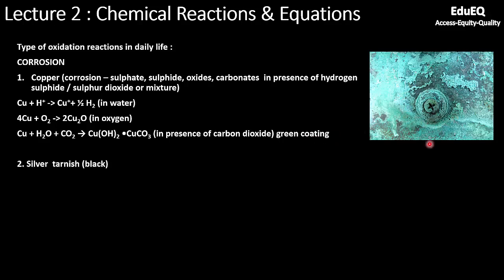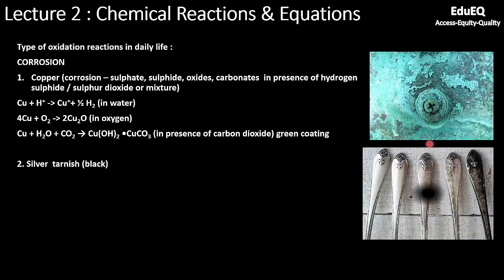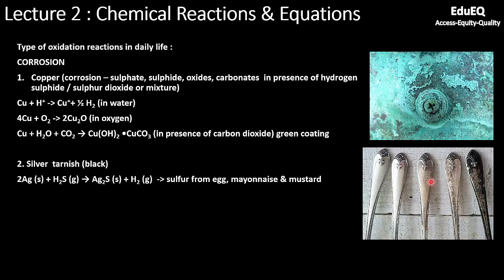Coming to tarnishing of silver, if you have seen silverware or cutlery at your home, if you expose it to atmospheric conditions for a very long time, it tends to turn black. You can see over time how the silver is turning black. So what exactly is happening here? Mostly, this black compound is nothing but silver sulfide.